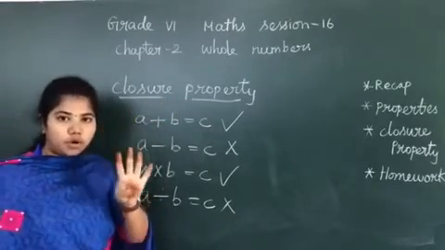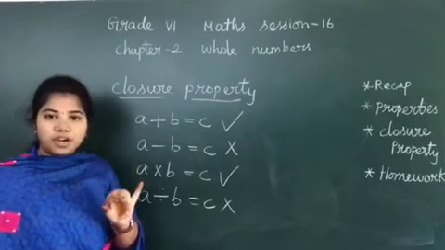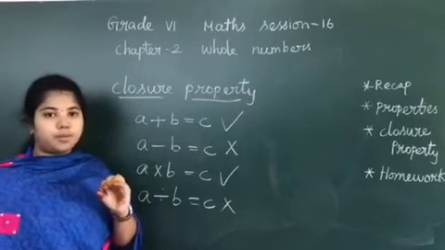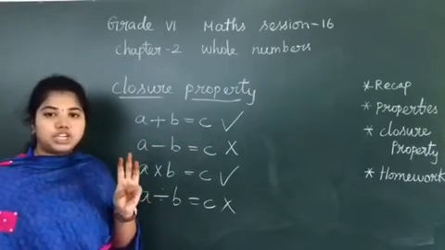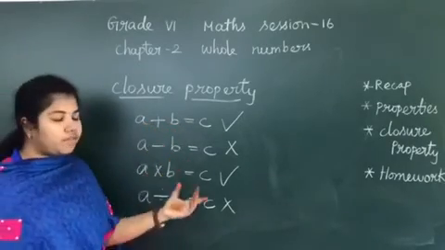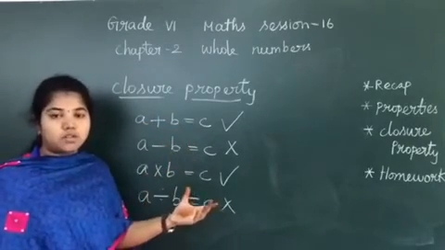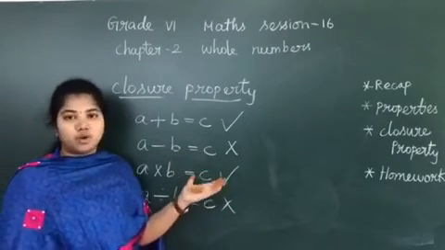We have actually 4 properties: closure property, associative property, commutative property and distributive property. First one is closure property for the 4 basic operations: addition, subtraction, multiplication and division. So everything we have dealt, we have seen examples also. Go home, solve many examples, then only you will get a clear idea of closure property.